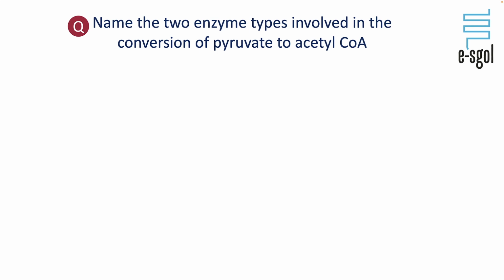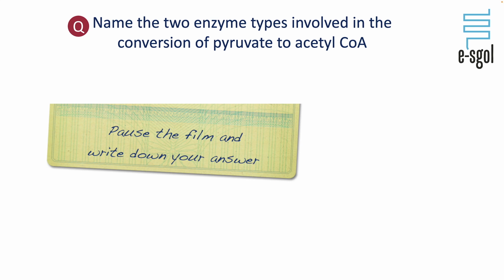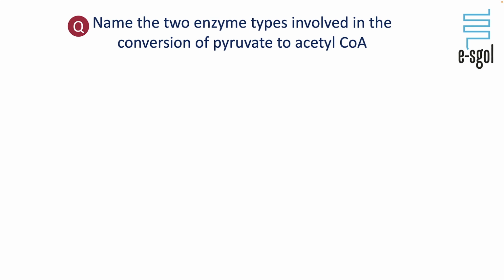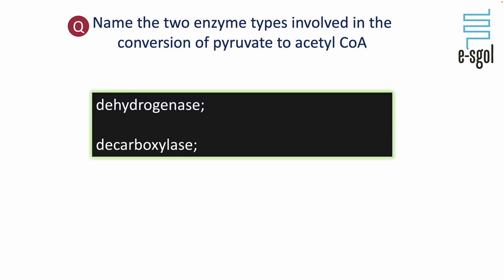Name the 2 enzyme types involved in the conversion of pyruvate to acetyl-CoA. Dehydrogenase, decarboxylase.